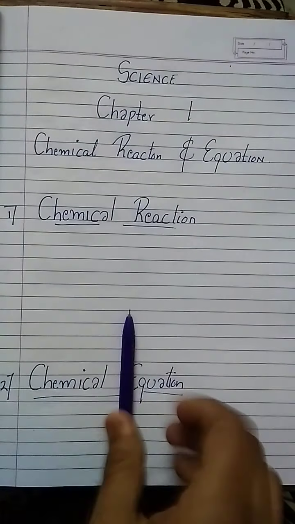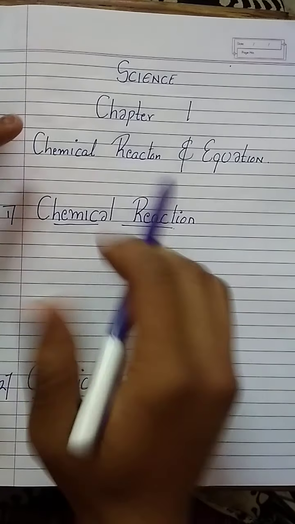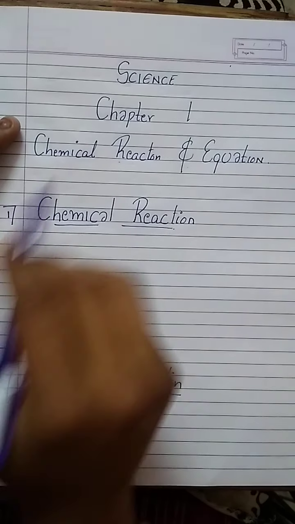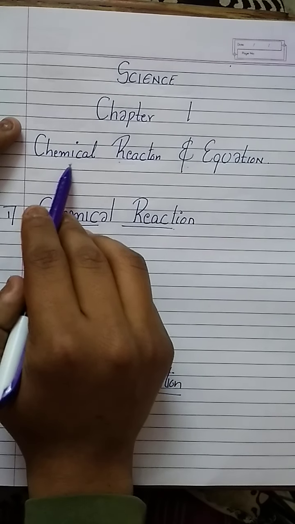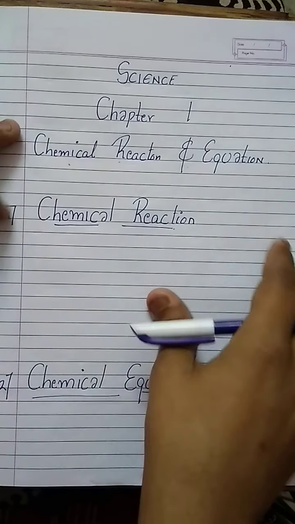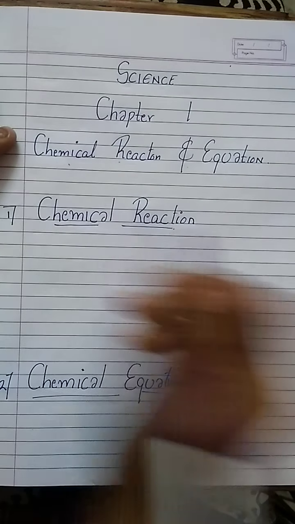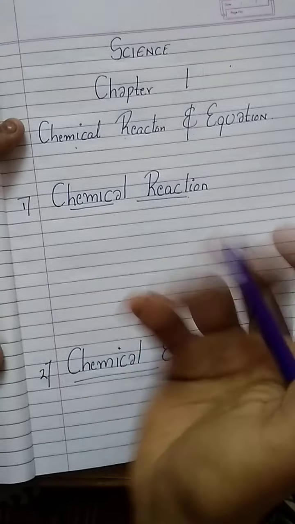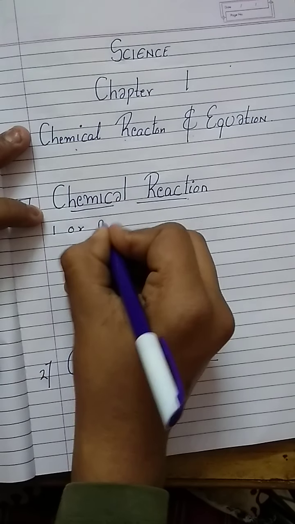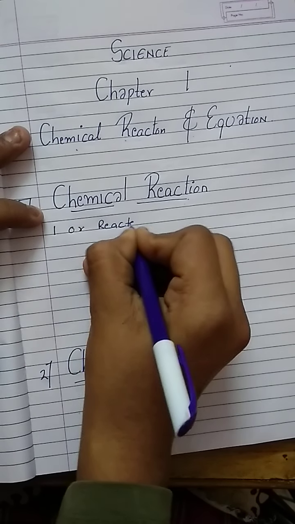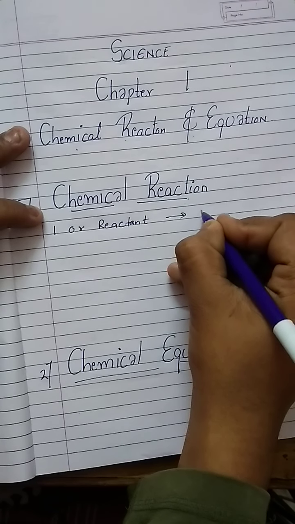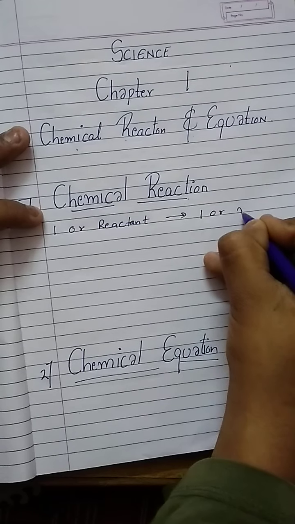In this video, we are going to start with the first science chapter, that is chemical reaction and equation. This chapter is really important for your final exams for class 10th plus board exams. So what does a chemical reaction state or define? It is when one or more reactants combine to form one or more products.